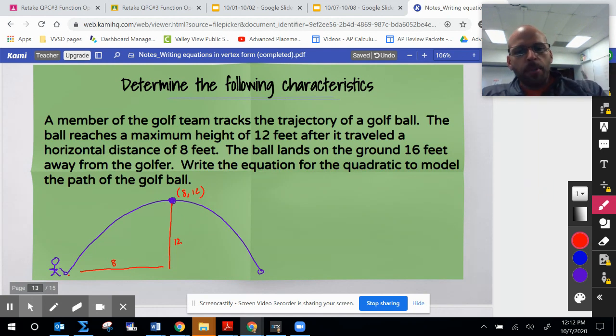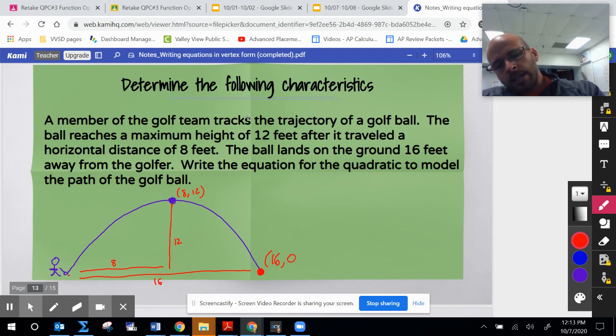Okay. Now it says the ball lands on the ground. So that's at the end here. Lands on the ground 16 feet away. So it traveled 16 feet. Okay. So this point is going to be at 16 comma 0. It's on the ground, so the height would be 0. Okay. But if you look at my picture, I have a vertex and a point.